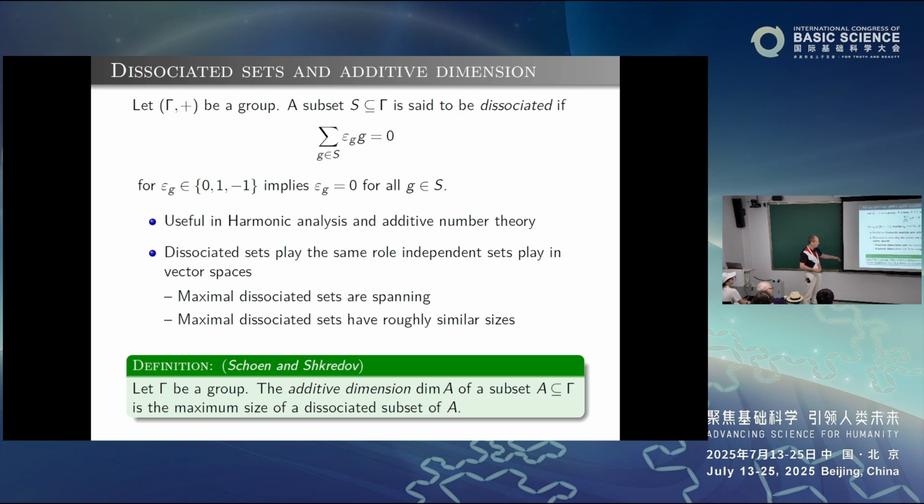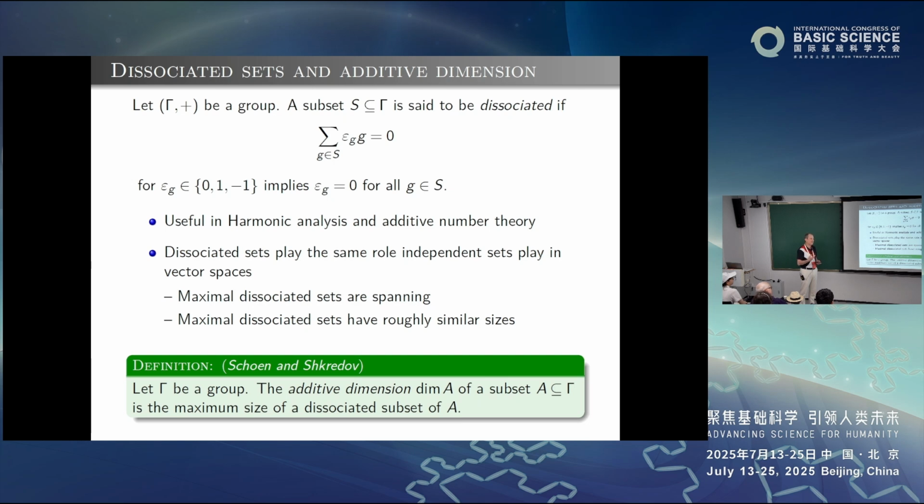You give me a group, or actually, sorry, even a subset, right? Not only the group. So you give me a subset of the elements of the group. Not necessarily a group, like in vector spaces, we can take a span, right? The dimension of the subset is the size of the maximal dissociated set it contains. Okay? Any questions? So this is a definition.